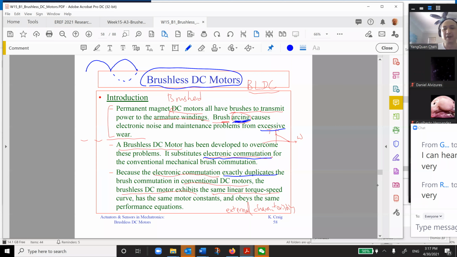So the brushless DC motor will have the same linear torque speed curve. So this speed, omega, and this is the torque. Okay. So this is called no load speed. This is called stall torque, meaning omega is 0, you got stuck in there. So that's why we call it the DC motor characteristic. And this characteristic is also called external characteristics.